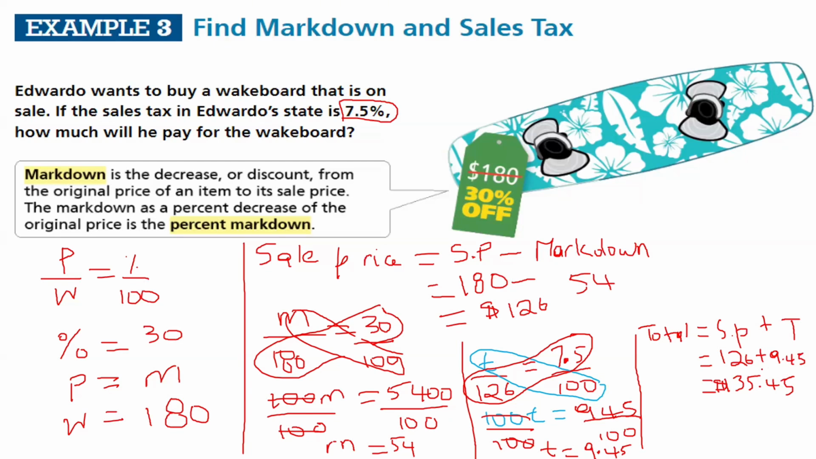So Eduardo will pay $135.45. And this is how you find markdown and sales tax.